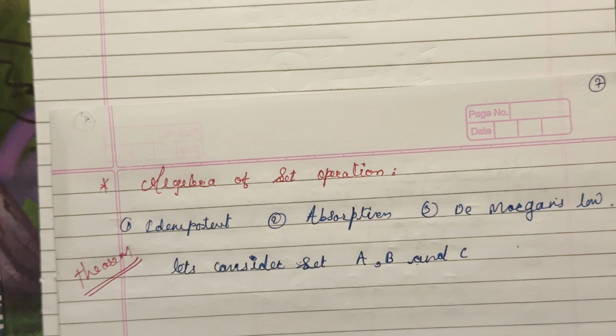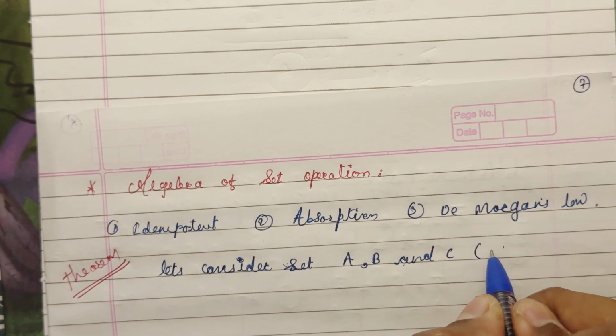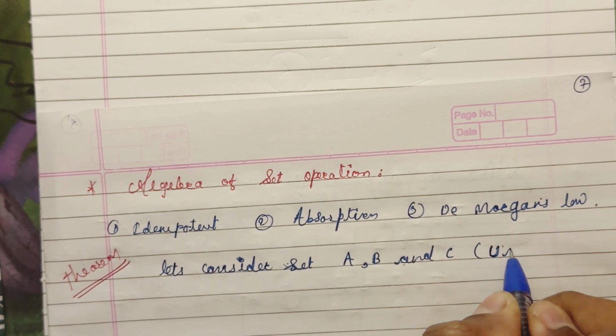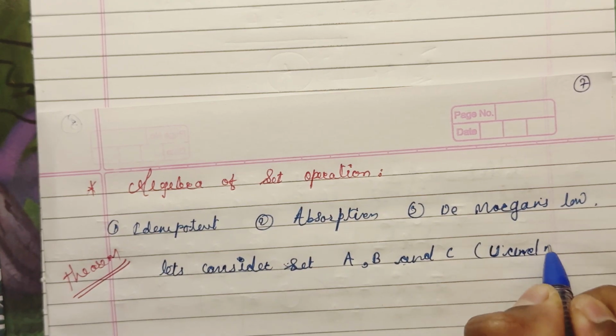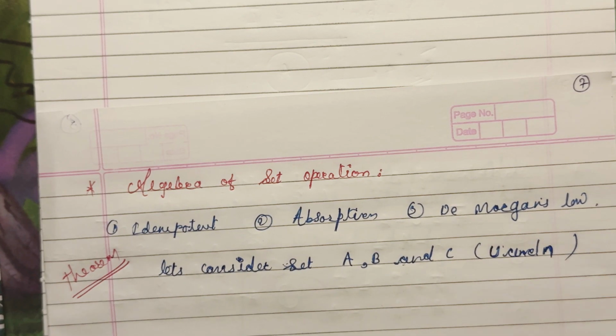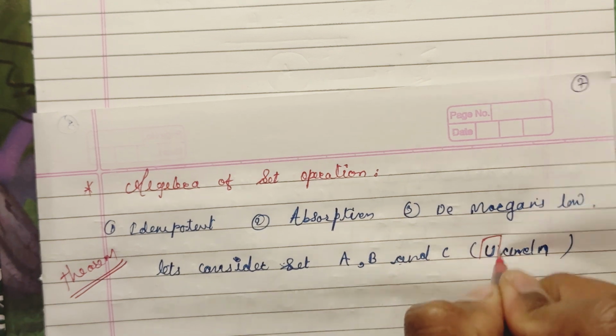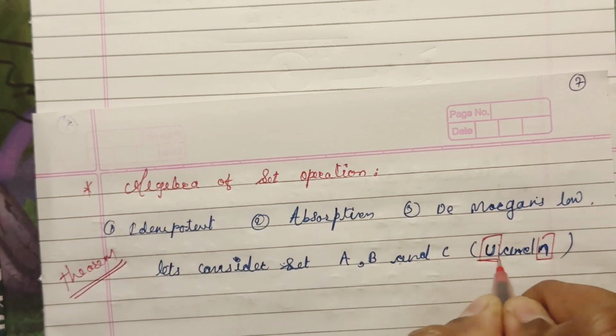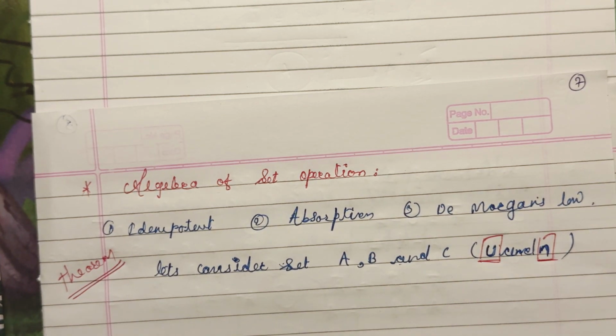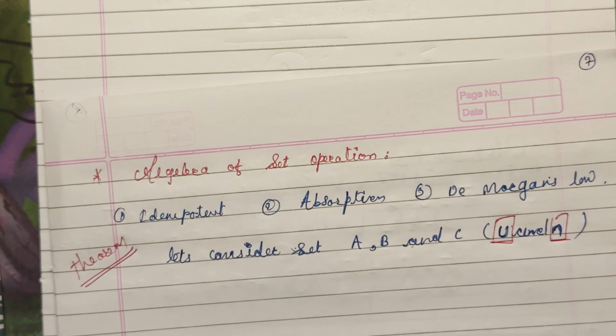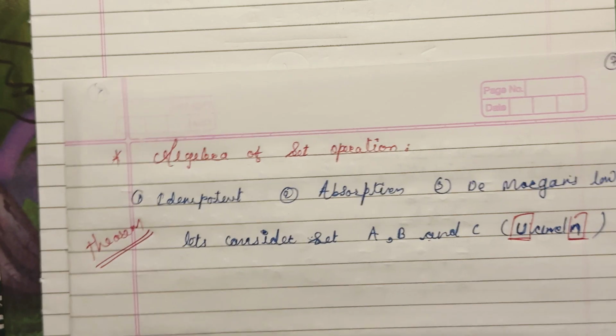We are taking some standard rules in accordance with intersection and union. Union and intersection are the two operations that we need to know, so we are working mostly with union and intersection.